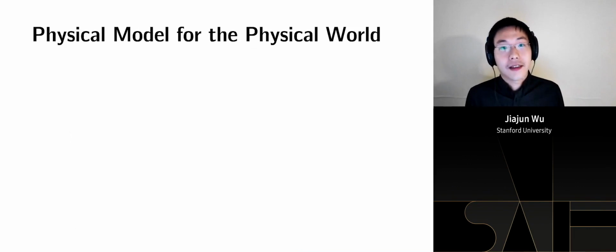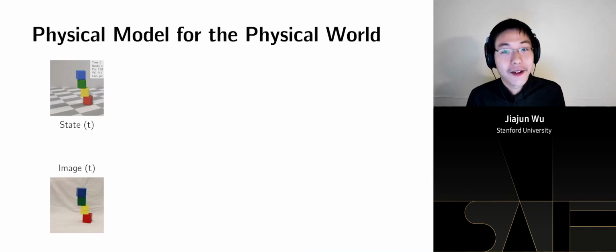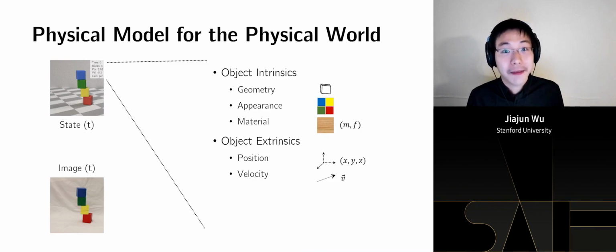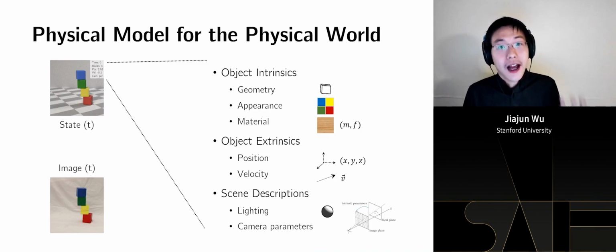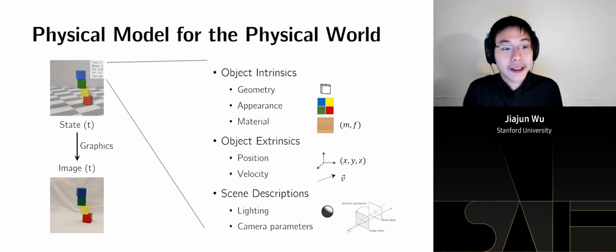It's almost impossible to collect such annotations to train the deep networks. So the alternative approach is to think about the fact that we're living in this physical world, where there's physics governing us. So what's the physical model behind it? For an image like this with a few blocks, we understand that there are underlying physical states, which include object geometry, physics, intrinsics, extrinsics like positions, and scene descriptors like lighting and camera parameters. Our goal here is, how can we turn these states, like object intrinsics and extrinsics, into images? This is the physical model behind what we see, and it's an important subject in computer graphics called rendering.